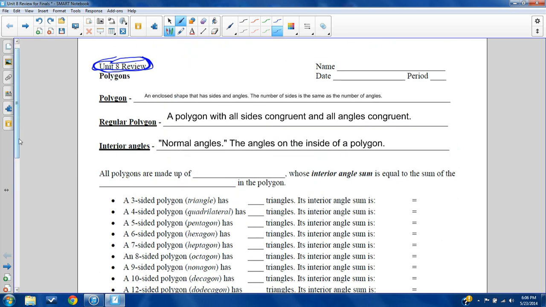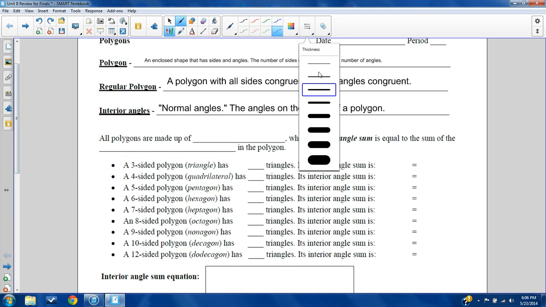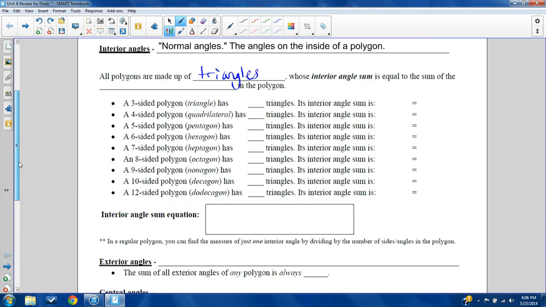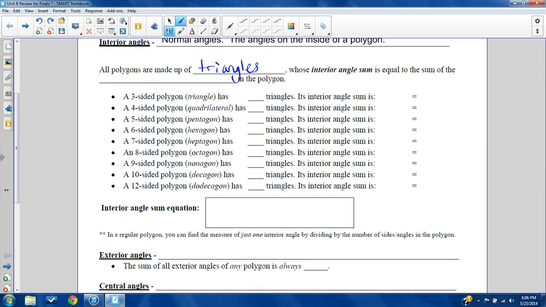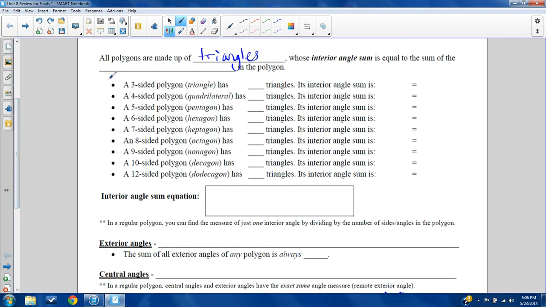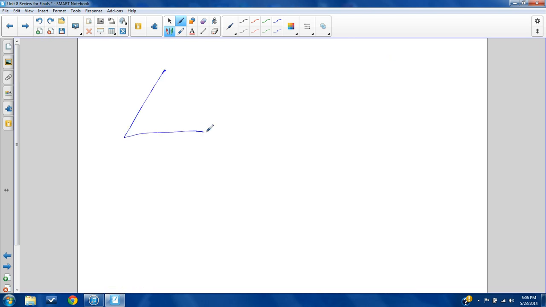All polygons are made up of triangles, and I'm going to explain that first part a little bit before I keep going. Now, we've talked about this extensively, but that's the whole point of this review, making this extensive. A triangle is obviously made up of a triangle because a triangle is a triangle. So there's a triangle right here.